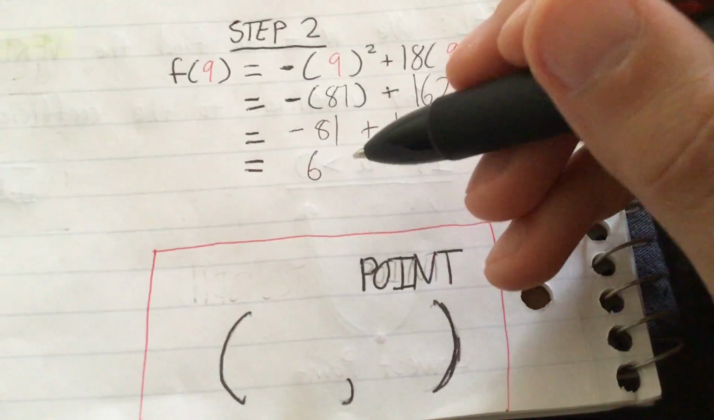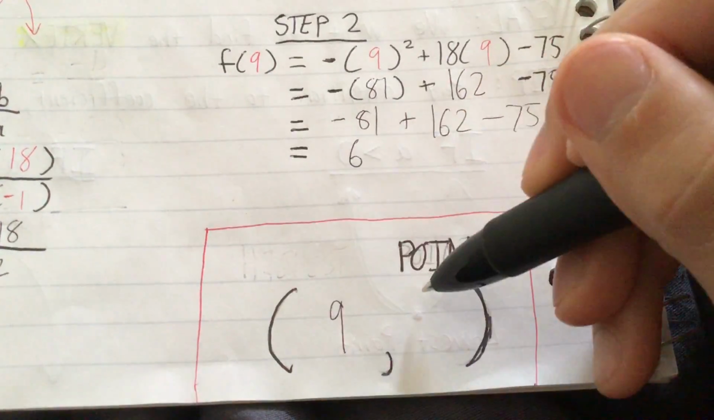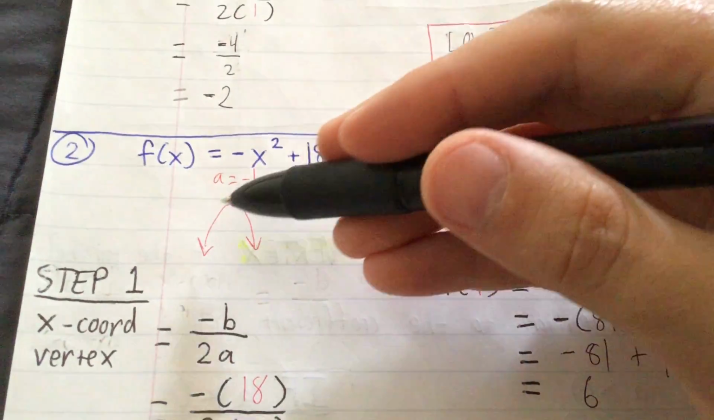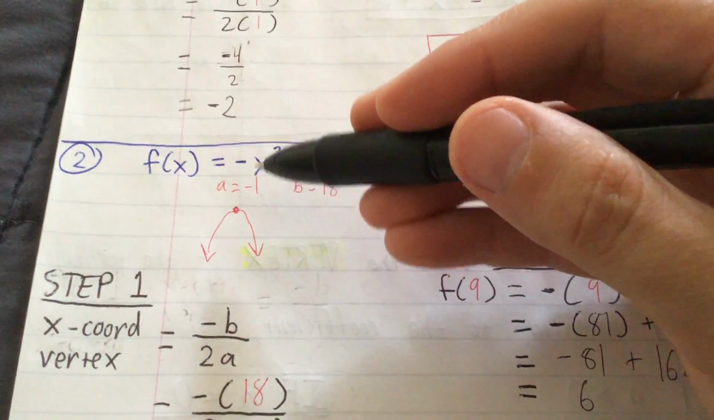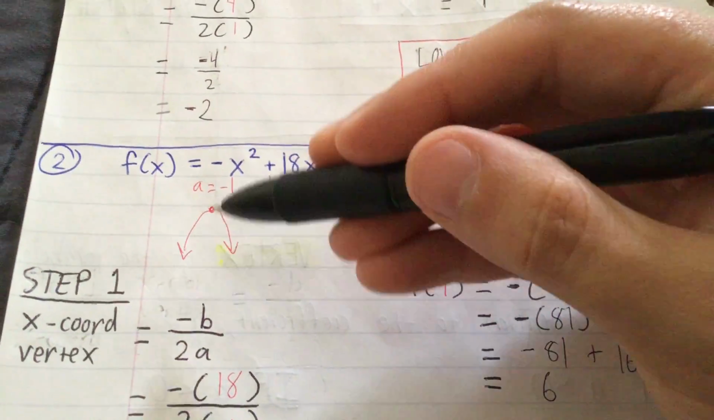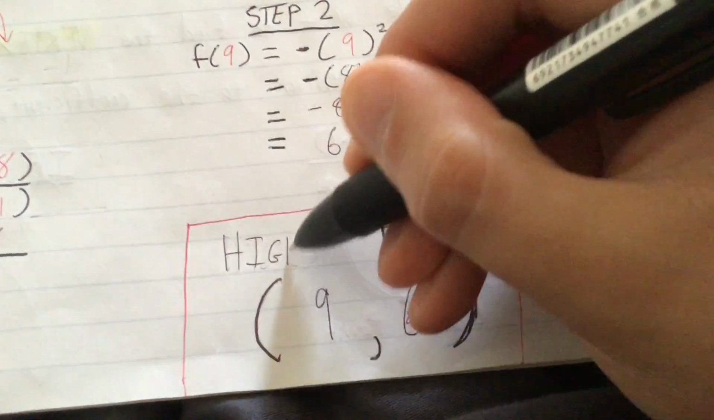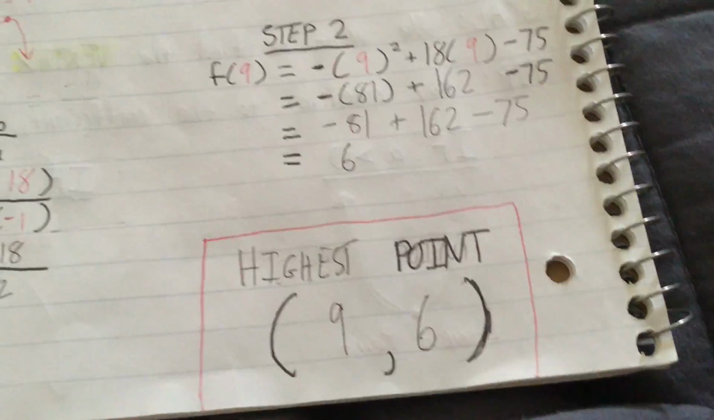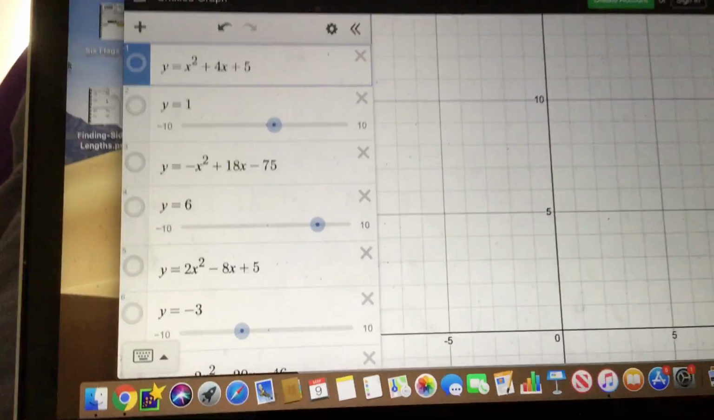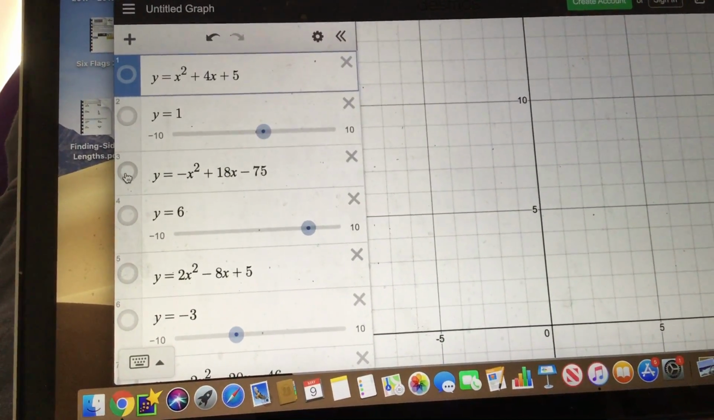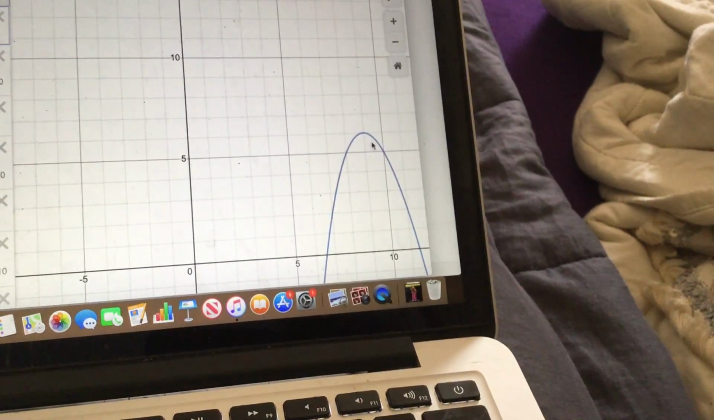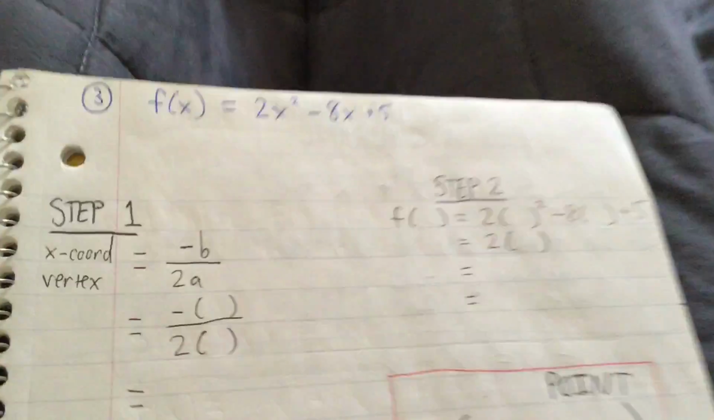So therefore, the vertex of this parabola is located at x equals 9, y equals 6. And because we know that a is a negative number, the stretch factor is negative, that reflects the parabola and makes it a highest point. So the highest point of this parabola should be located at 9, 6. There we go. Math is power. Okay, moving on to the next one.